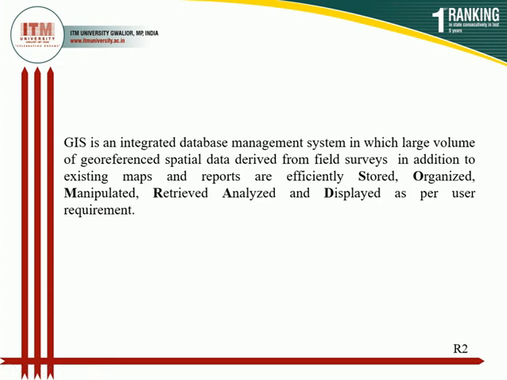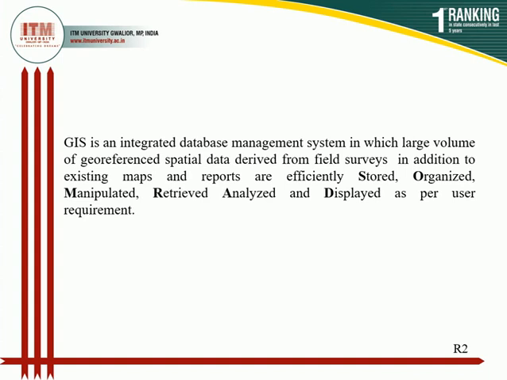So, in the GIS, basically all the data are stored, organized, manipulated, retrieved, analyzed, and displayed. In short, we can say SOMRAD, which is the short form for remembering all those words. S stands for stored, O for organized, M for manipulated, R for retrieved, A for analyzed, and D for displayed.